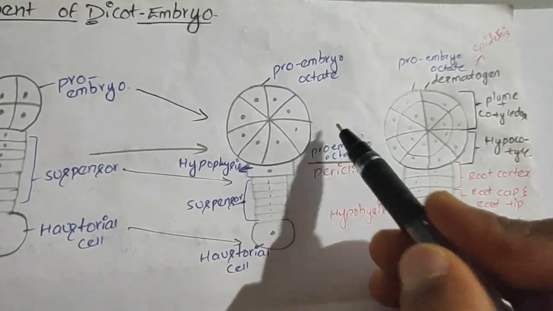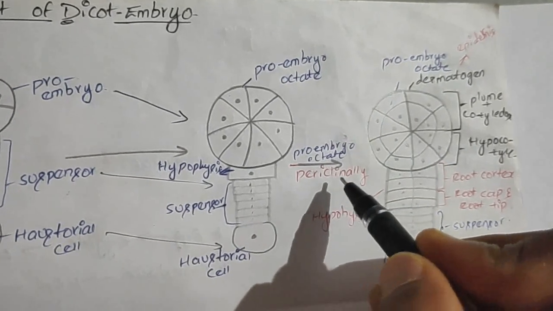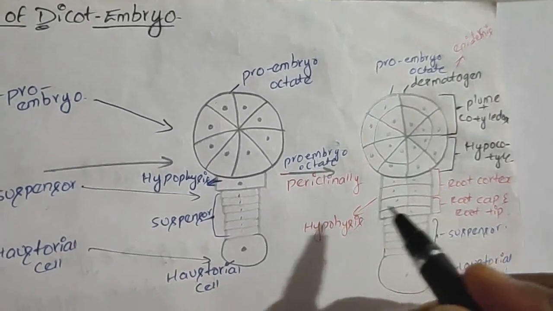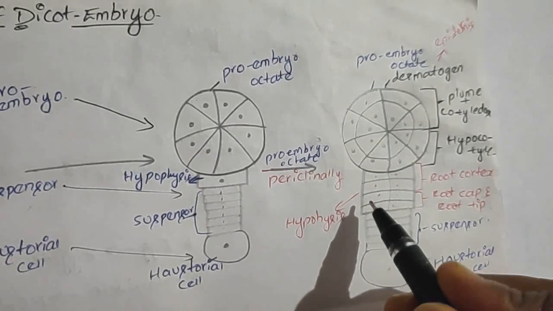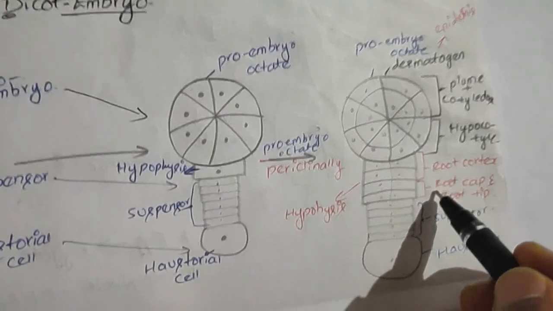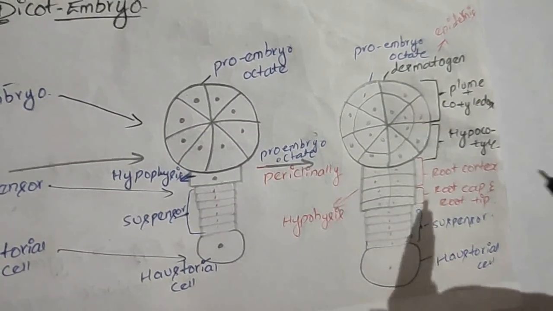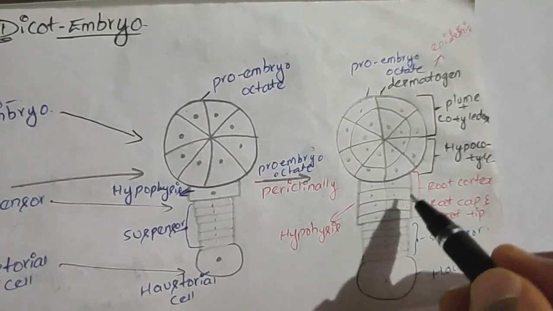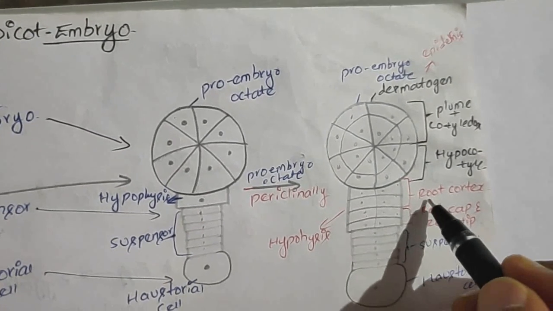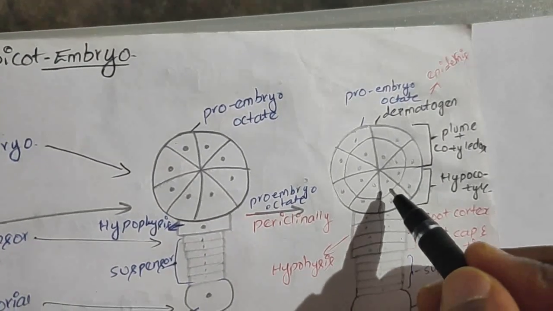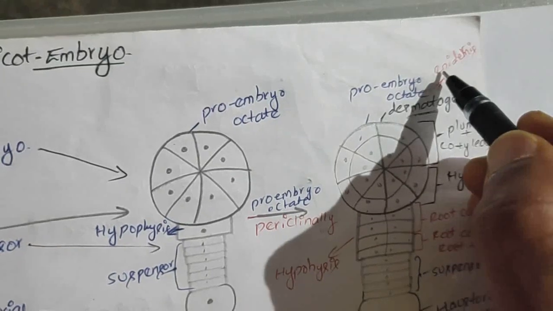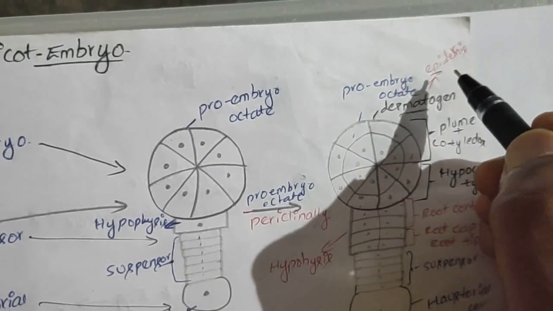Later this proembryo octant divides, but this time it divides periclinally. In the periclinal division we can see two layers of cells, an outer layer and an inner layer. At the same time, the hypophysis undergoes division and forms eight cells. Of these eight cells, the four cells towards the micropyle region will give rise to the future root cap and root tip of the embryo, and the four cells towards the chalaza end, attached to the proembryo octant, will give rise to the root cortex. In the proembryo octant, the outer cells are known as the dermatogen. This dermatogen will give rise to the epidermis, which is the outer layer of the future embryo.